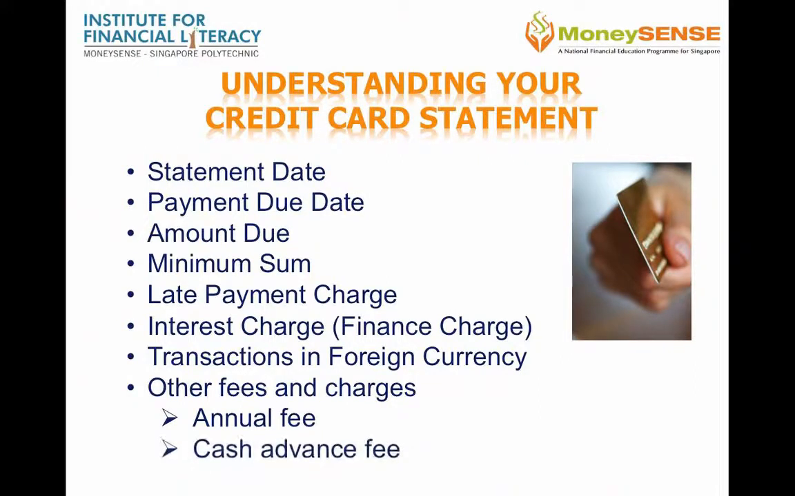Cash advance fee. This is the fee charged for every cash advance obtained by using the credit card. It normally ranges from 3 to 6% of the amount advanced, subject to a minimum amount. Note that this is in addition to the interest charged on the amount advanced, which is calculated from the day of the advance.